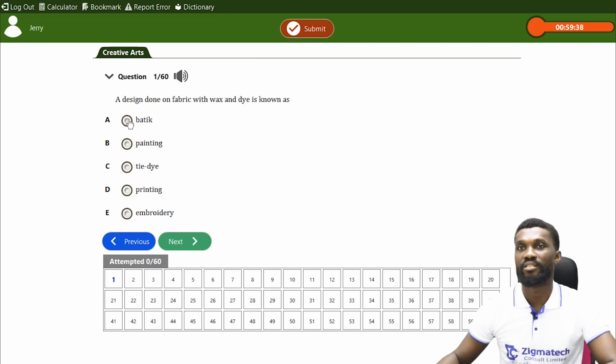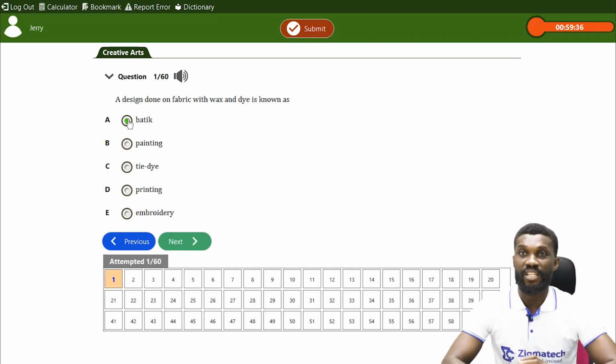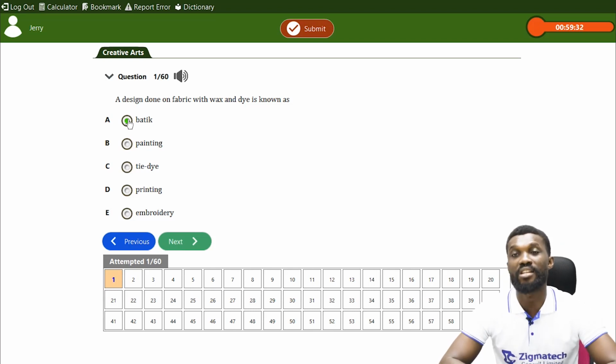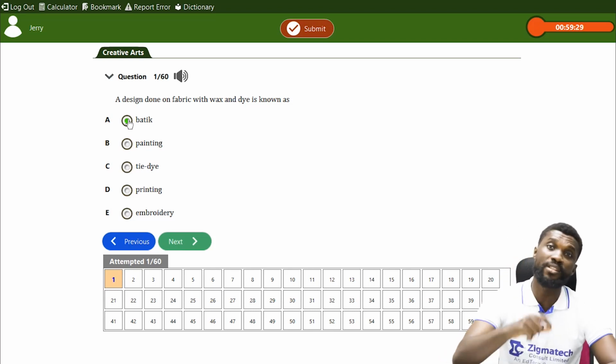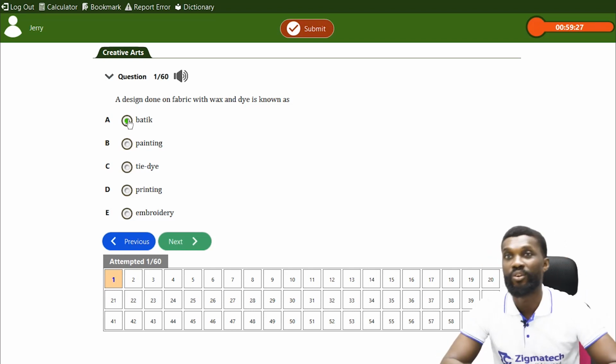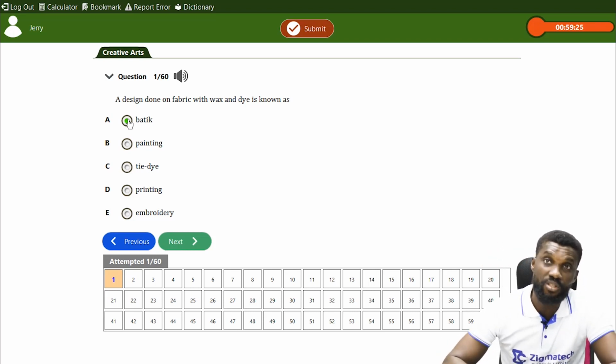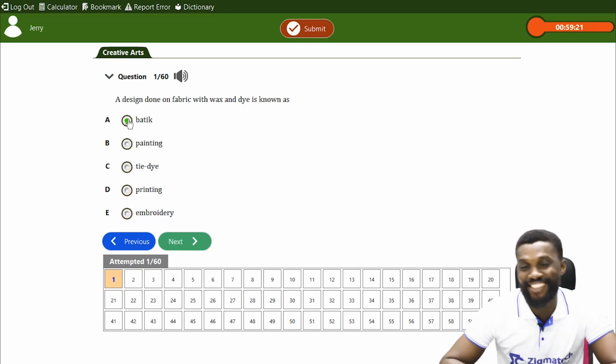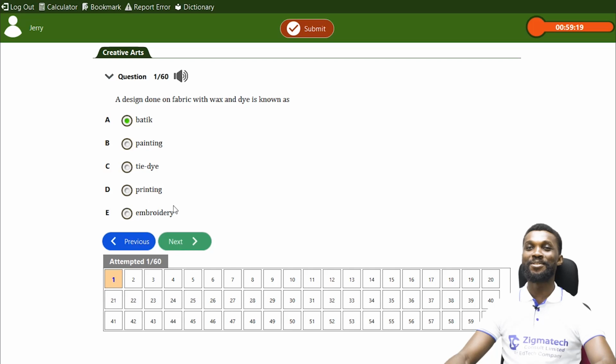Batik is the answer. That is a design done on fabric with wax and dye. It's known as batik, I told you. And the instrument used in applying the wax on the fabric is known as what? What did you say? All right. Okay. Let's continue. All right, let's try another question.